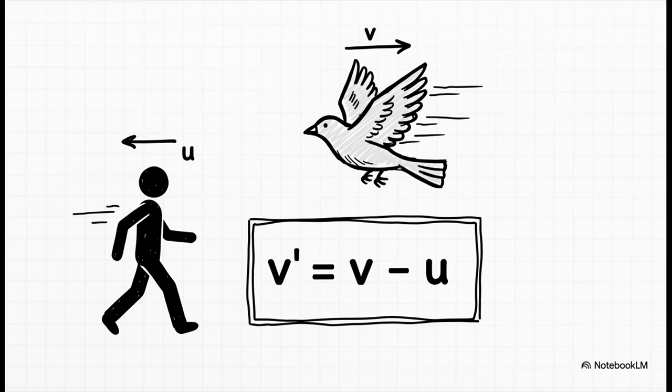And you know what? The math that goes with this is stuff you already get. It's totally intuitive. If a bird flies past you and you're walking, how fast does it seem to be going? Well, you just subtract your speed from its speed. It's that simple. Velocities just add and subtract. This was the world of common sense.